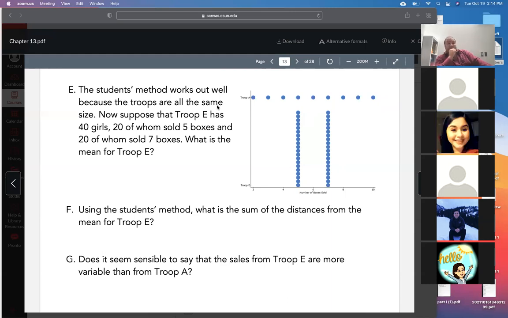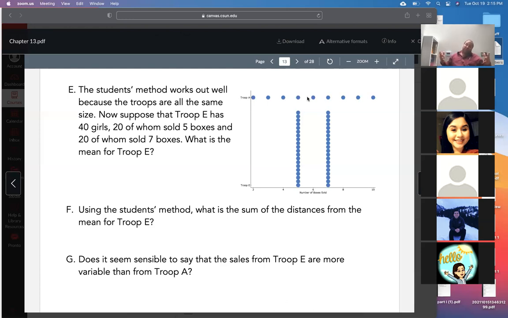It's because of the dot points, right? Troop E has more dot points, more data. Every point is a piece of data, right? Troop E has 40 data points versus A, which only had what, 10? 1, 2, 3, 4, 5, 9. It only had 9.